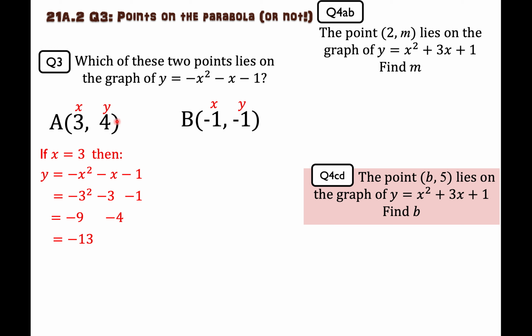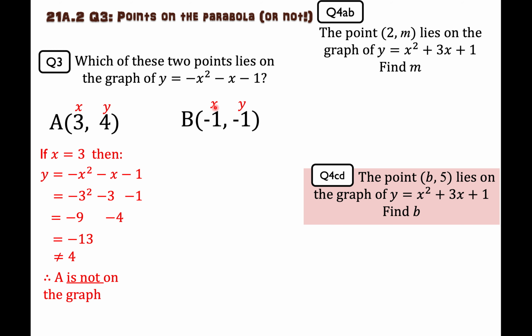But is that what we found for y? Is that what y was up here? No, it's different. There's a point 3, negative 13 that lies on the line. But negative 13 is very different to 4. So this point doesn't lie on that, I keep saying line, it doesn't lie on the graph. Okay, let's try another one.